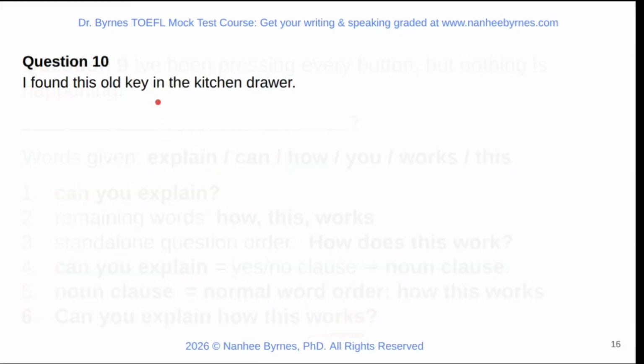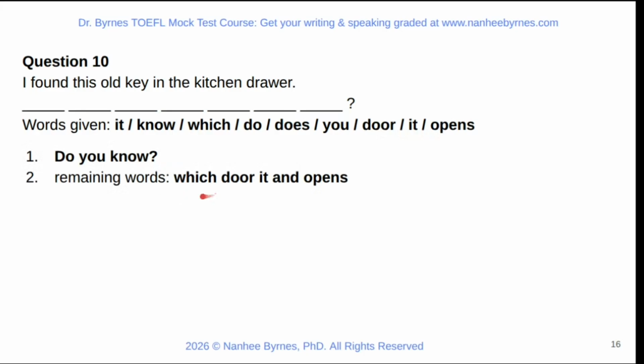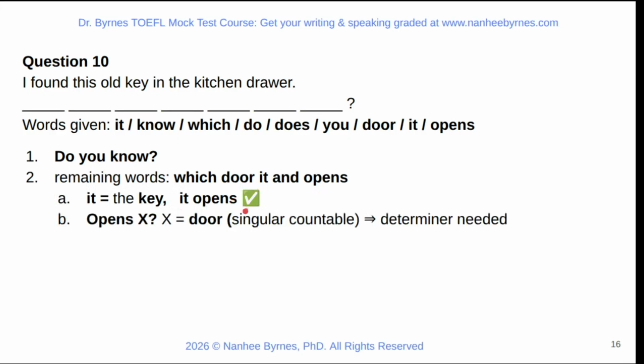Question 10. I found this old key in the kitchen drawer. Words given: it, no, which, do, you, does, door, it, opens. First, we identify the main question, do you know? Now, let's look at the remaining words: which, door, it, and opens. Since it refers to the key, the phrase it opens makes sense. Opens what? The door. Because door is a singular countable noun, it needs a determiner, which is which. This gives us the interrogative phrase, which door.